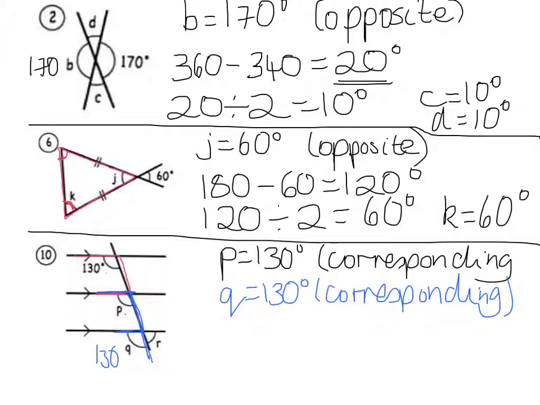Angles on a straight line add up to 180. So that means Q plus R is 180. So if I do 180 minus 130 gives me 50, which means R is equal to 50 degrees.